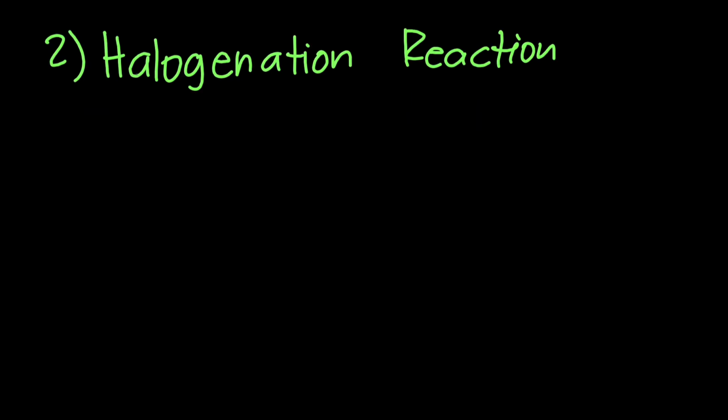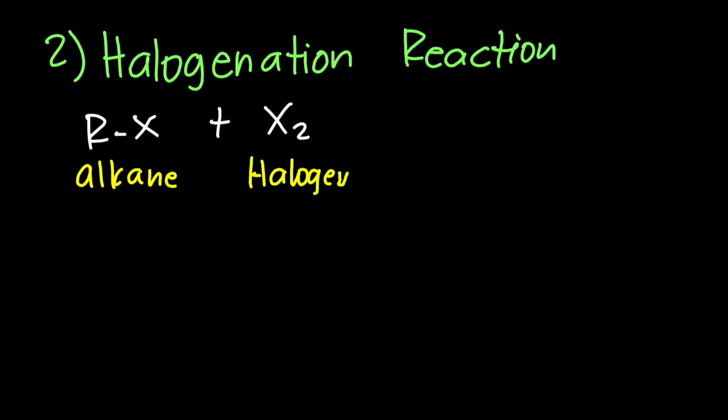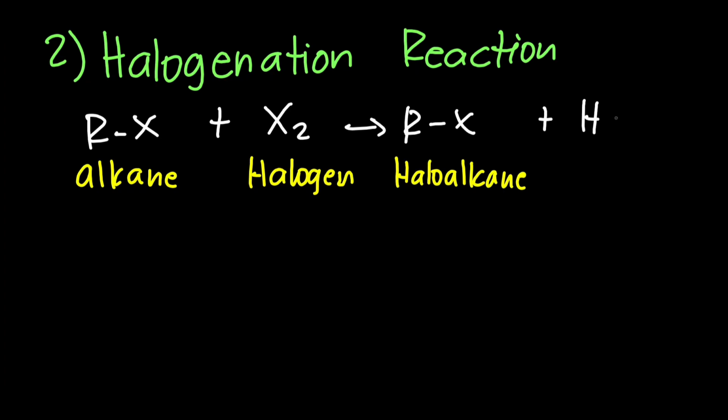Next up would be the halogenation reaction. The general formula for this would be R-H, which is the alkane. And let's add a halogen. Let's represent this as X2, which is the halogen, which forms the product of R-X, which is the haloalkane, the combination of a halogen plus alkane, plus H-X, which is the side product.